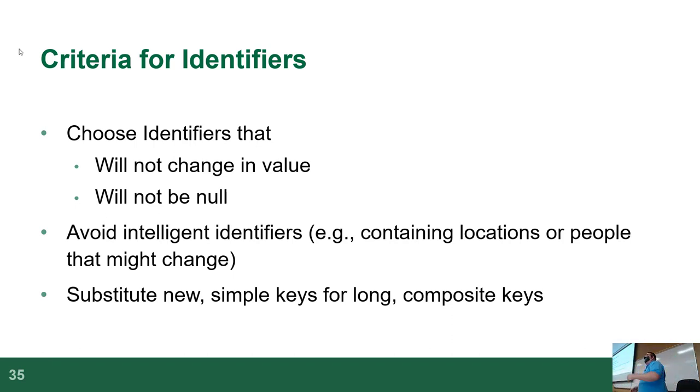Avoid intelligent identifiers. It's kind of a funny phrase, because they're actually really stupid identifiers. The phrase came because somebody once upon a time said, I'm so smart, I'm going to use my super intelligence and I'm going to use these attributes to identify things, only to promptly have it blow up in their face.